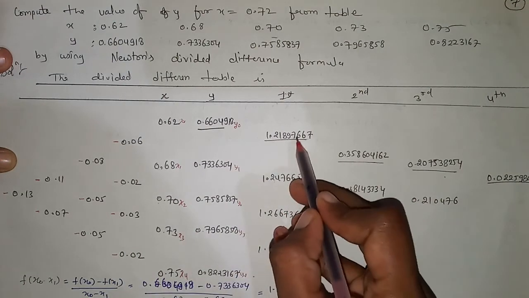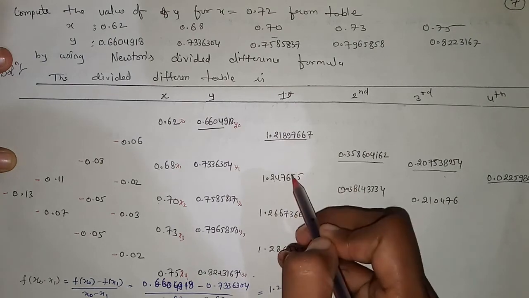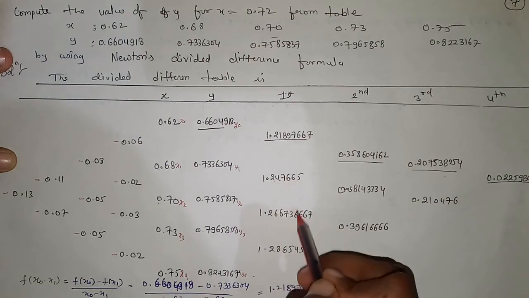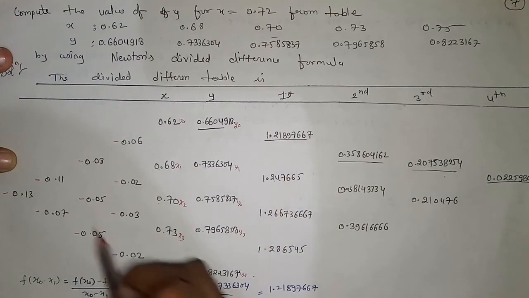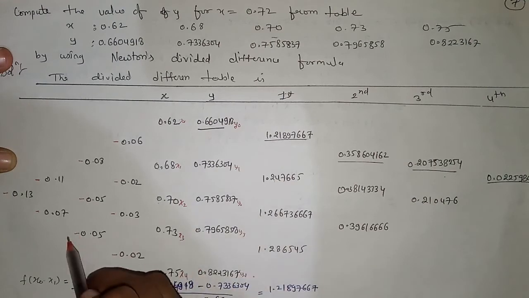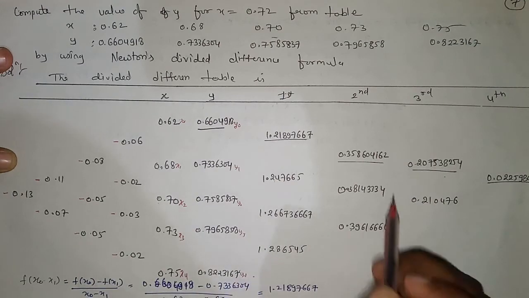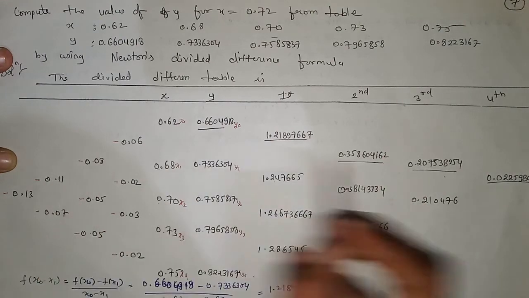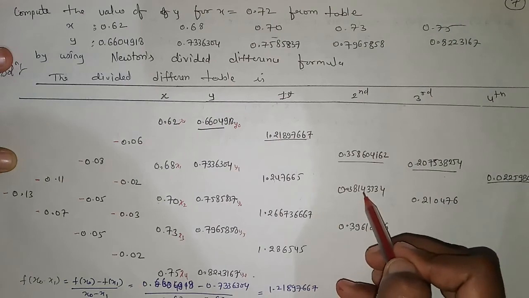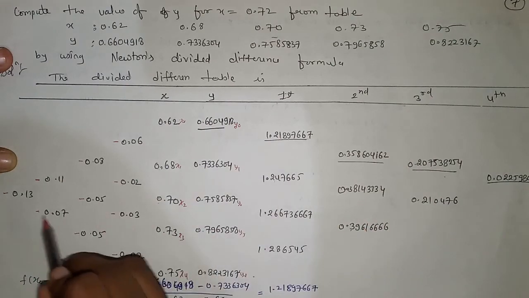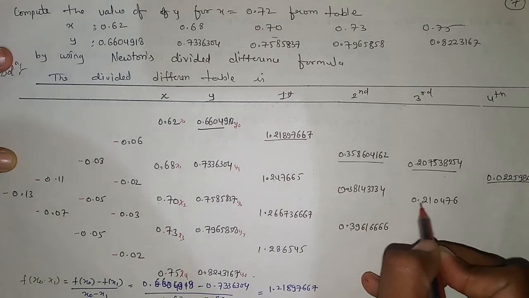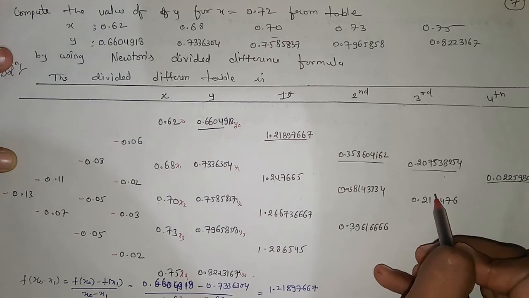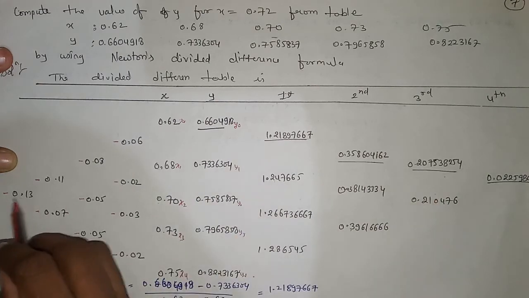Now for calculating this, we find the difference of these two and divide by minus 0.08. Then again we find the difference of these two and divide by minus 0.05. Then the difference of these two divided by minus 0.05. We will get this term. Now for this one, we find the difference of these two divided by minus 0.11, so we get this as the answer. Again we find the difference of these two values and divide by minus 0.07. We will get 0.210476. Now for the last one, we find the difference of these two values and divide by minus 0.13.